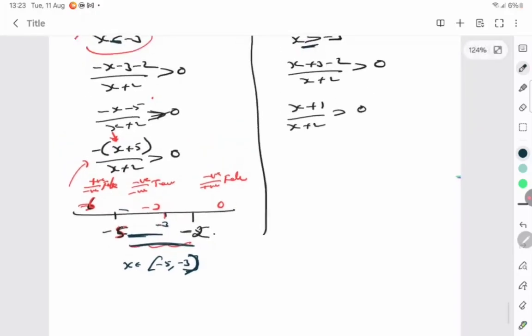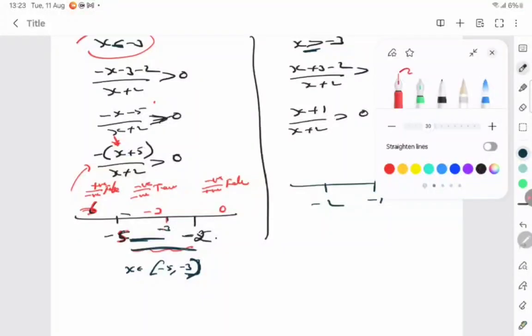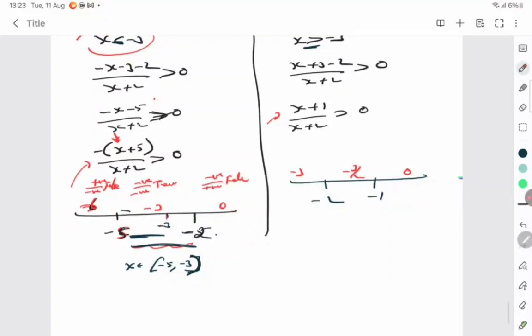That is sorted. Let's go to the next one and decide on the cutting points or critical points, which is minus 1 and minus 2. Let's give an example before and after. This is minus 3. This example will be minus 3 by 2. This example can be 0. On putting minus 3 on the numerator and denominator in this formula, negative of negative will become positive. Is it greater than 0? True. When I put minus 3 by 2, the numerator will become negative and the denominator will become positive, so it's becoming false. When I put 0, both of them are positive and positive. Yes, it's greater than 0, so it's true.